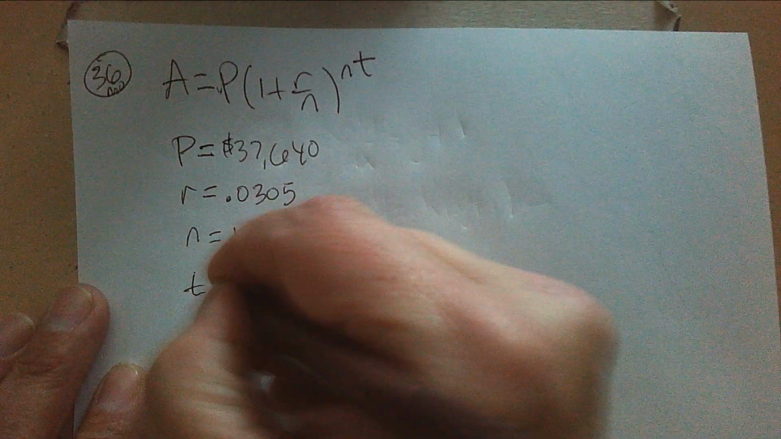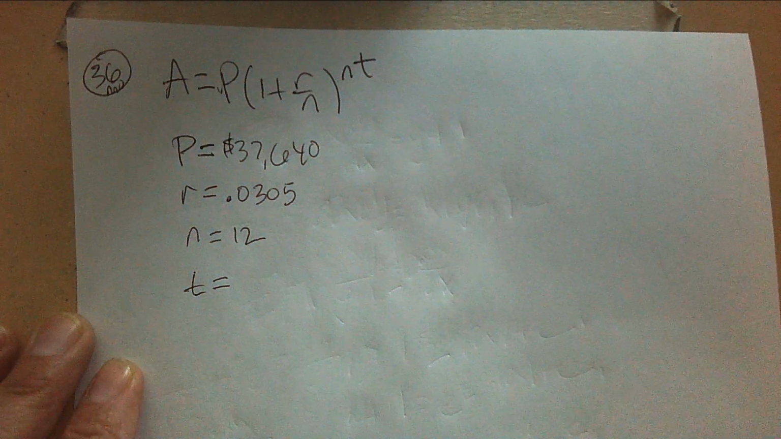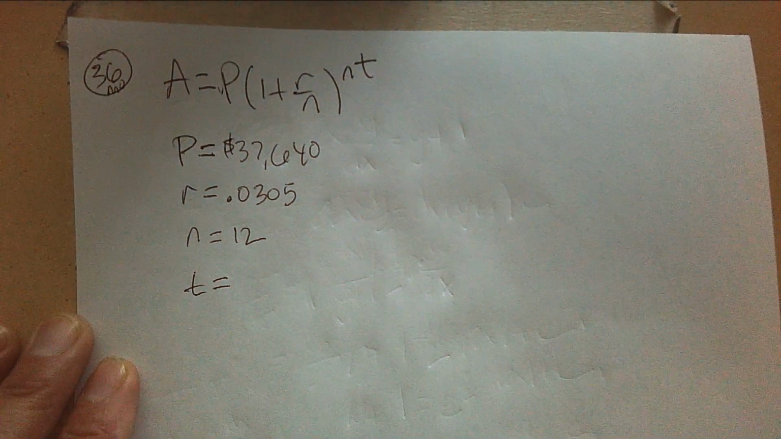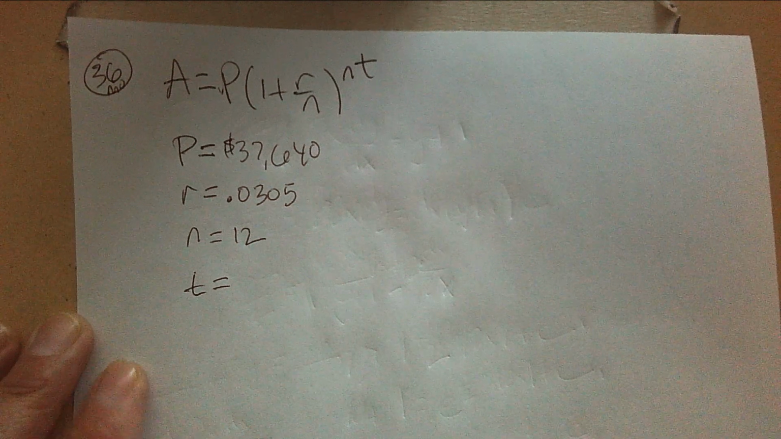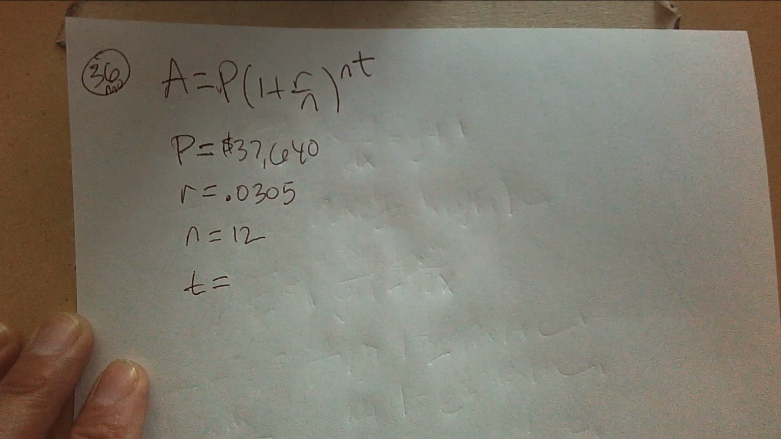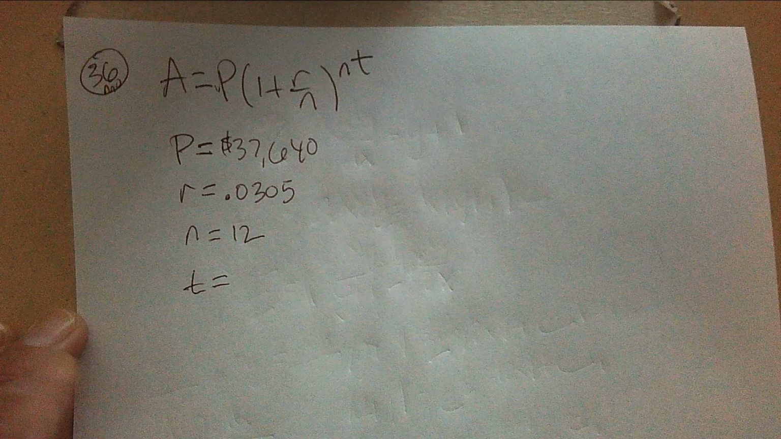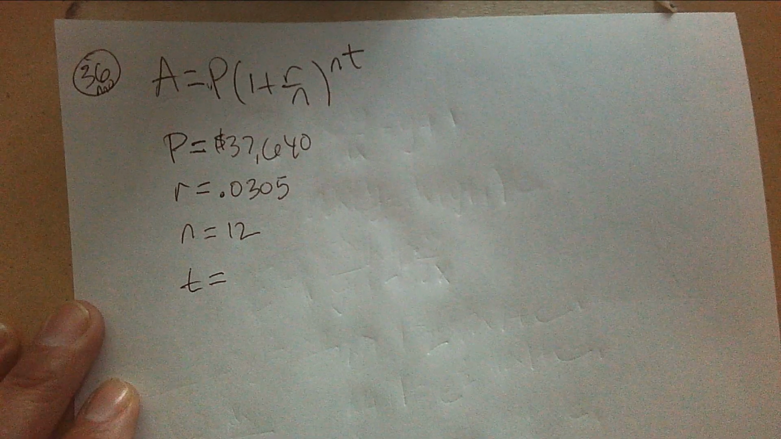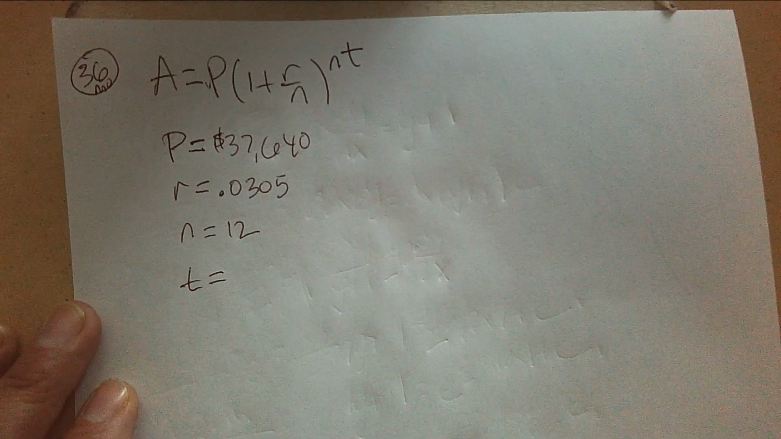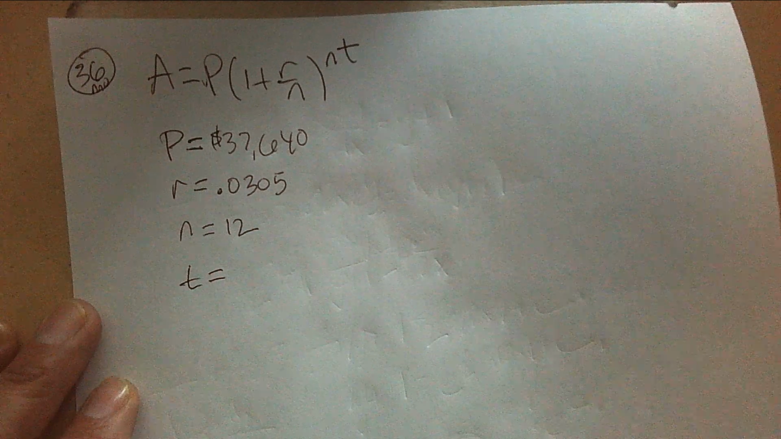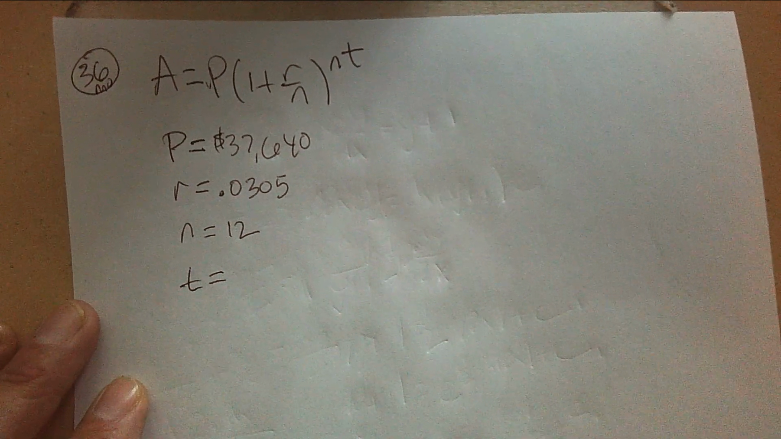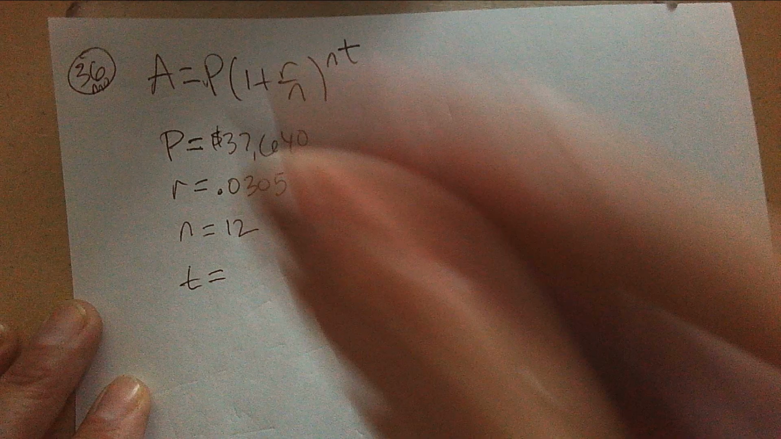The last variable is T. T in this formula always represents years. 36 months. How many years is that loan? 36 months. How did you figure that out? You divided it by 12, right? 36 divided by 12.